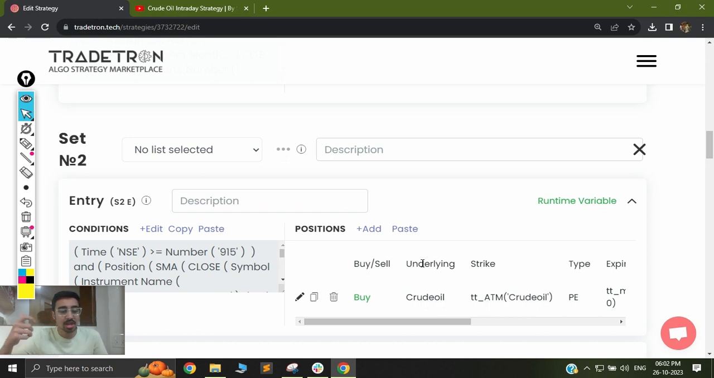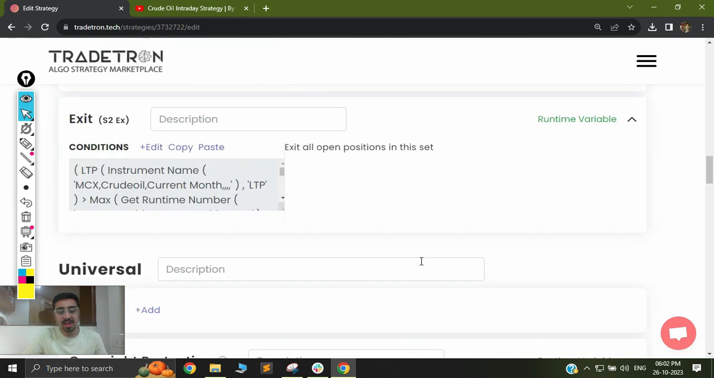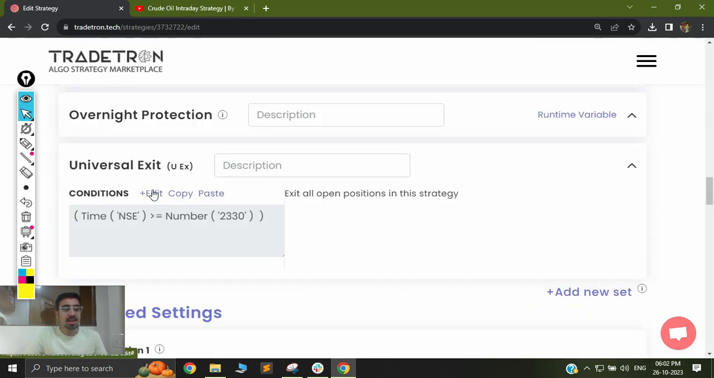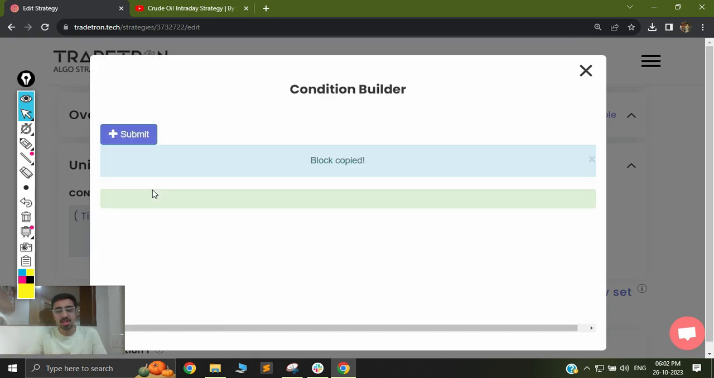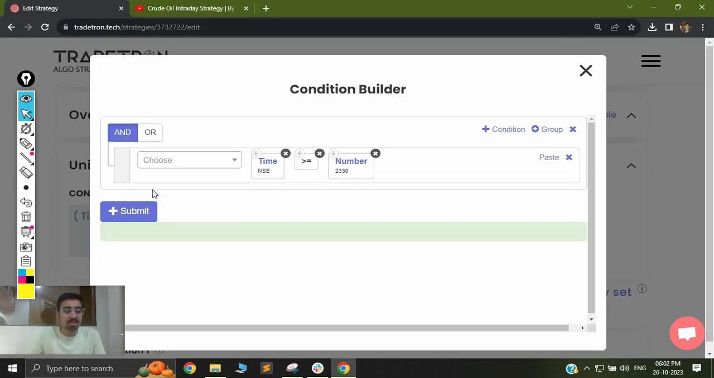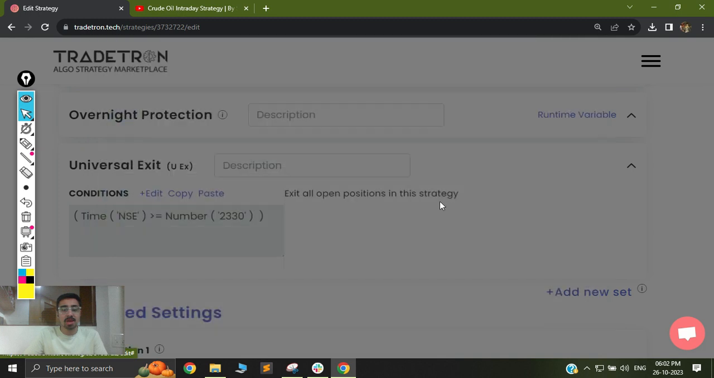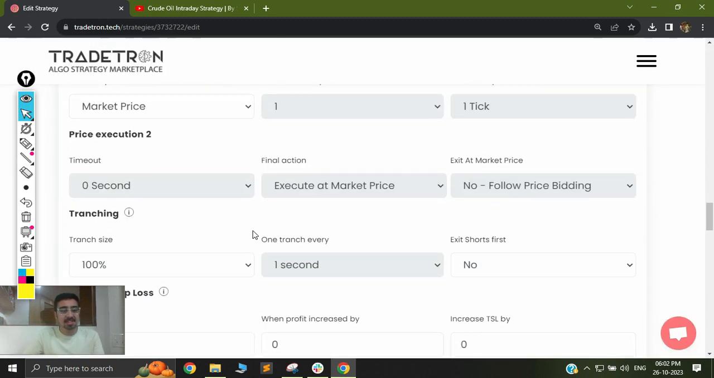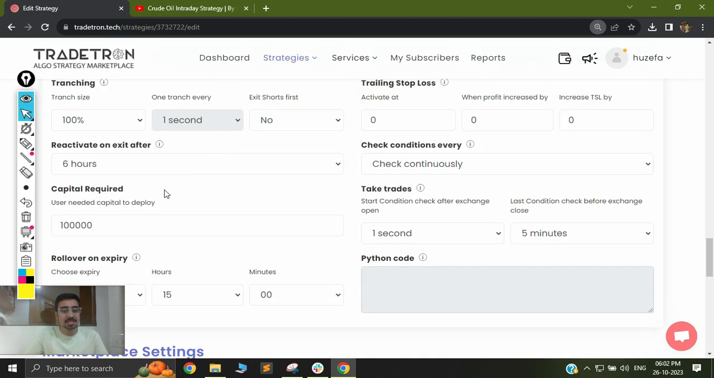Finally, we have our universal exit conditions, where I have a simple time-based condition. If time is more than 11:30 in the night, I will square off my strategy. And then I have my advanced settings. My advanced settings will basically make sure that my reactivation will happen again next morning.